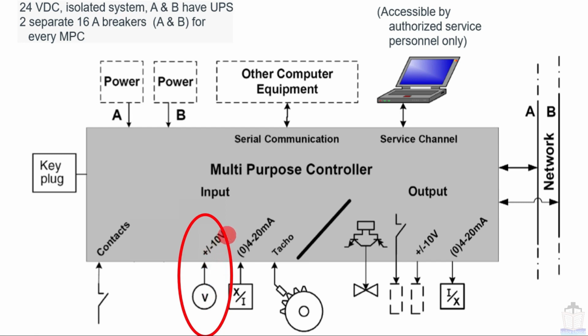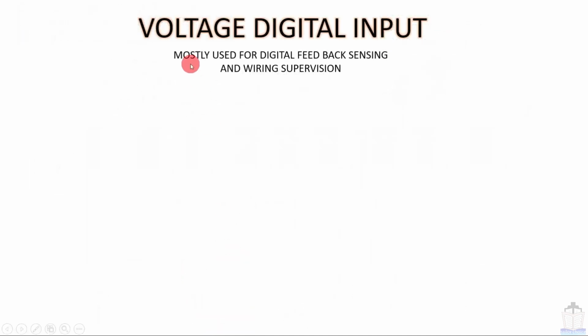So these are called either fast digital input or voltage input. We have already discussed the fast digital input. Now here we will see the voltage digital input. Both are the same. Here we can see it is mostly used for digital feedback sensing and wiring supervision.